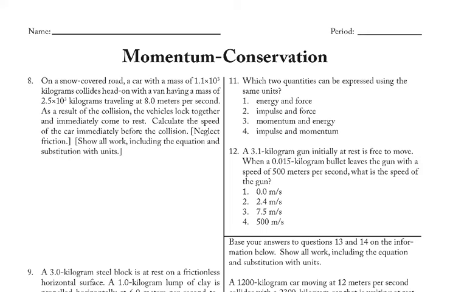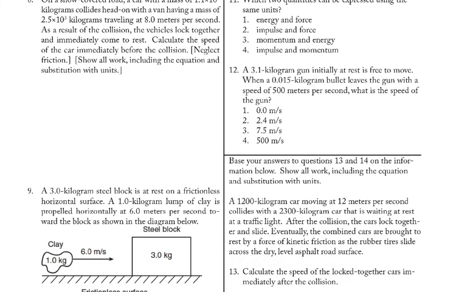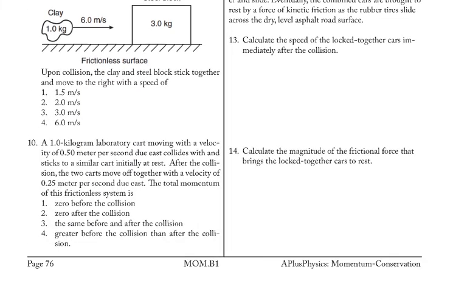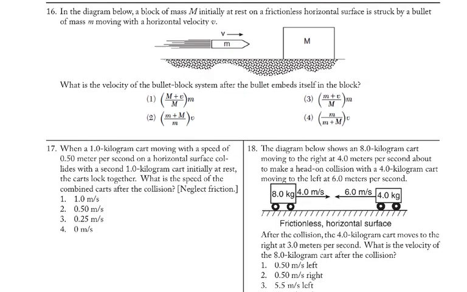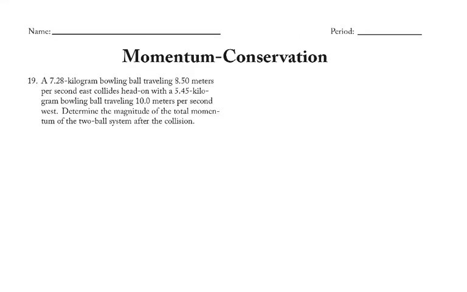Okay, so the first video was 1 through 10 of momentum conservation. Here is 11 through the end, which is 31? No, not 31. 19. What am I saying, 31? All right, let's go. Number 11.